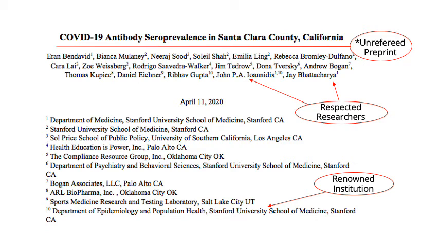Consider even a study from within the last month, led by 3 well-credentialed scientists and researchers from the Stanford University School of Medicine. The study, titled COVID-19 Antibody Seroprevalence in Santa Clara County, California, made headlines around the world precisely because of what its findings indicated, that COVID-19 mortality projections were overblown by a large margin.